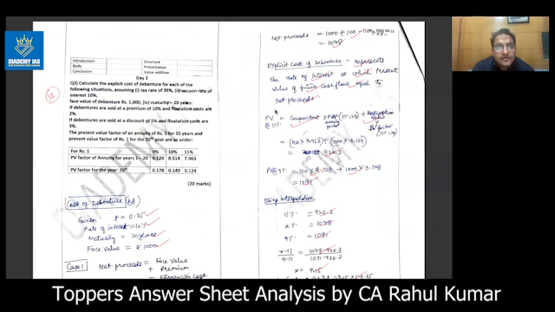Calculate the explicit cost of debentures for each of the following situations, assuming first the tax rate of 35%, coupon rate of interest pays for debenture, cost of debenture. Okay.